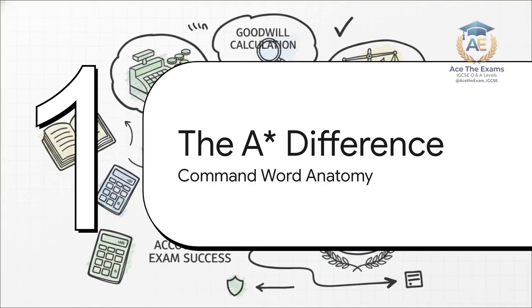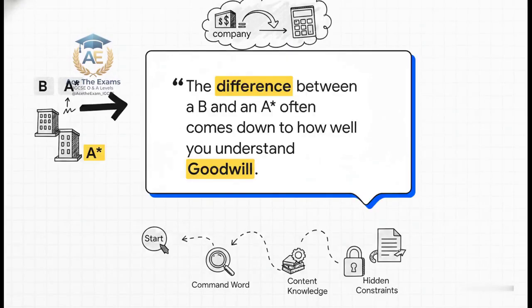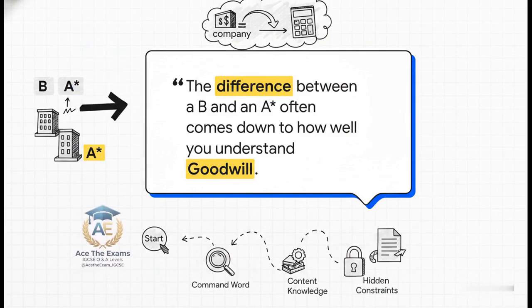All right, Section 1, the Cambridge A-star difference. We're starting with the highest stakes possible, because understanding exactly what Cambridge examiners are looking for, well, that's literally half the battle. This quote on the screen gets right to the heart of the matter. Mastering the nuances of goodwill is the ultimate separator between an average score and an elite A-star score.